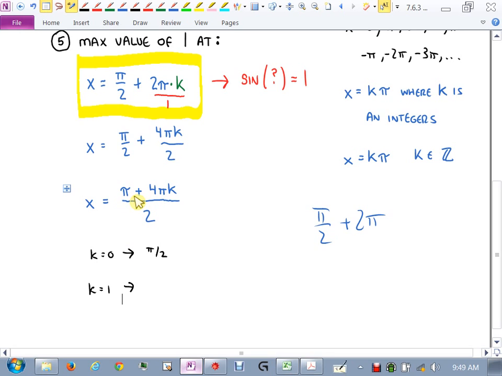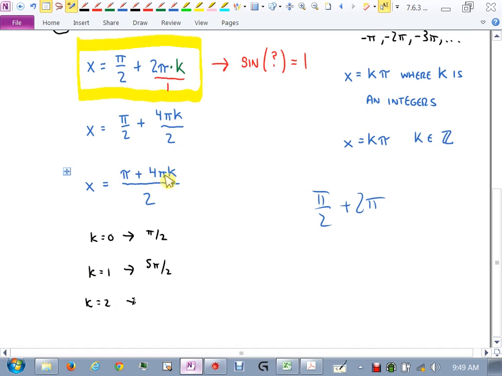You get pi plus 4 pi, right? Which is 5 pi over 2. And you're done. You don't have to do any more work. If k is 2, what do you get? So this is now going to be 8 pi, right? So 9 pi over 2. And you could keep going, couldn't you? You see how much faster these answers come out? Okay.